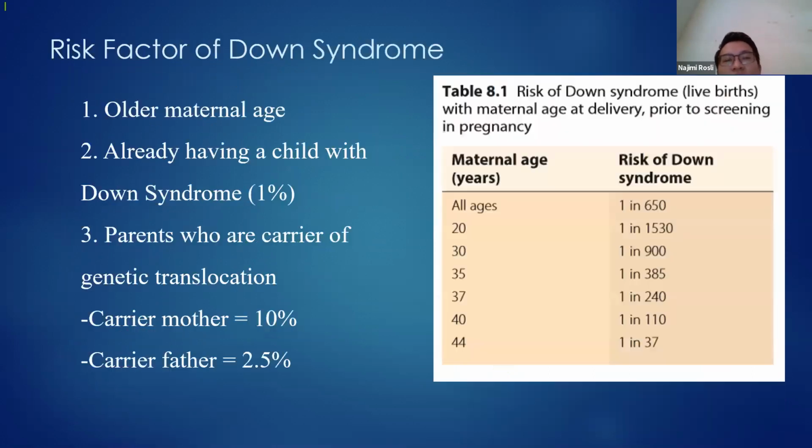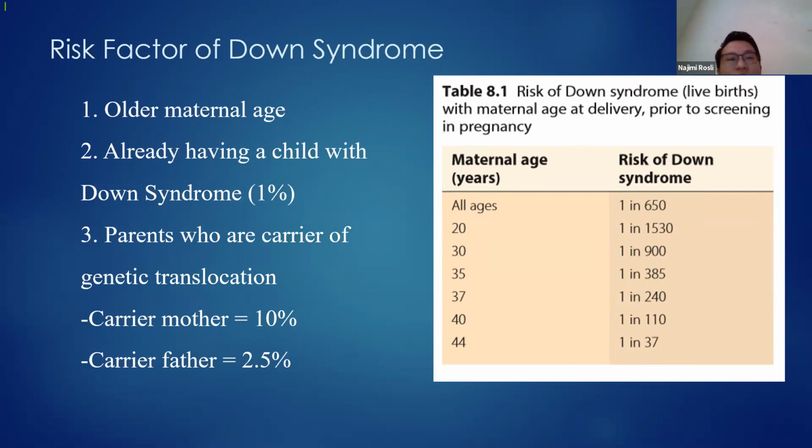And for the risk factors of Down syndrome, first is older maternal age. As we can see, when the mother increases in age, she has a higher risk of having a child with Down syndrome. Another risk factor is a parent or mother who already has a child with Down syndrome, so it can recur, and the other child can also have Down syndrome. And the third risk factor is parents who are carriers of a genetic translocation.